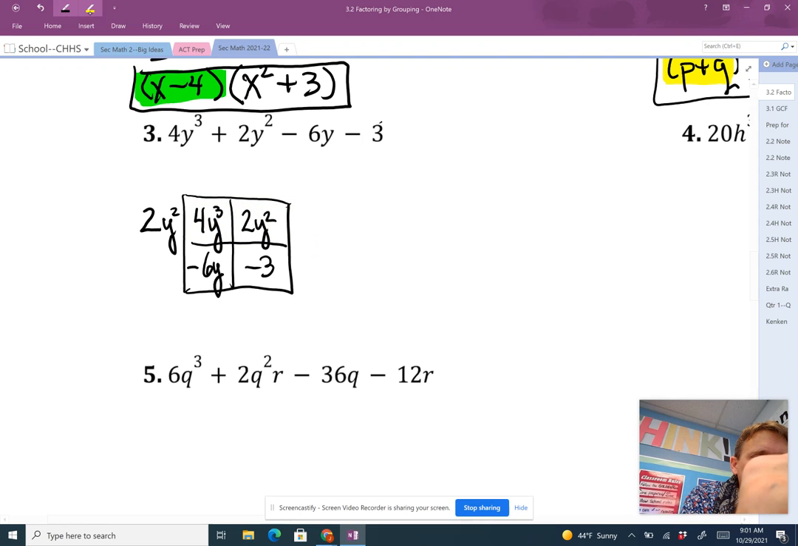And then I say, hey, minus 6y and minus 3, they both have a negative 3 in common. So I'm going to put that negative 3 out here. They don't both have a y, so that would be their greatest common factor.